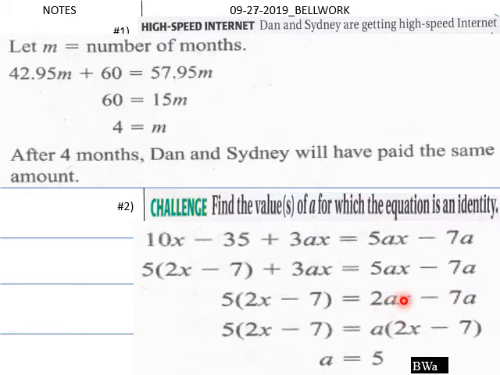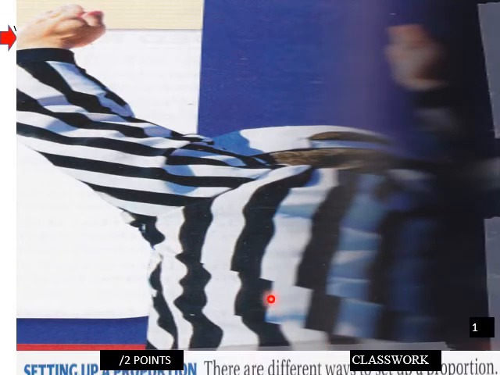Now we're going to factor an a out over here, again grouping like terms. So now we have 2x minus 7 and 2x minus 7. And you divide this quantity from this side over here, and we end up with a equals 5, or 5 equals a, however you want to put it. So we have a equals 5, and that would be your solution to that equation. Let's move on into today's classwork.